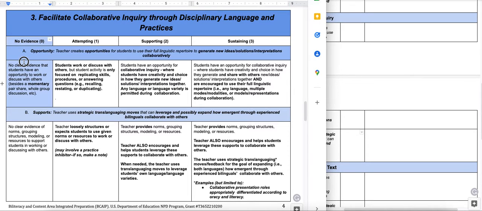So like in the last videos, we're going to start by thinking about what this practice looks like at a 0, because when we start doing our observation, whether it's in the classroom or we're watching a video, we're starting with no evidence. So we're always starting at a level 0 in both opportunities and supports, right? So at a 0 for opportunities for practice 3, we're seeing no clear evidence that students have an opportunity to work or discuss with others, besides perhaps a momentary pair share or whole group discussion.